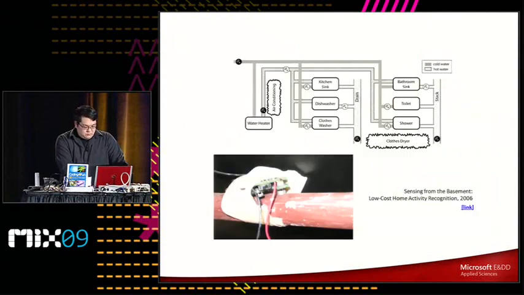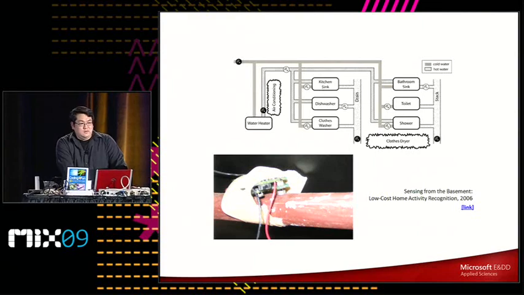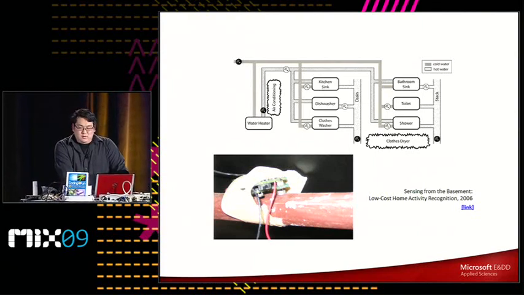Another activity sensing project was done by my colleagues at Carnegie Mellon, which is simply listening to the water pipes in your house. You can actually infer a lot of information about what the person is doing and when, and even who's doing it, because we have different behavior patterns, simply with a few sensors in your basement.